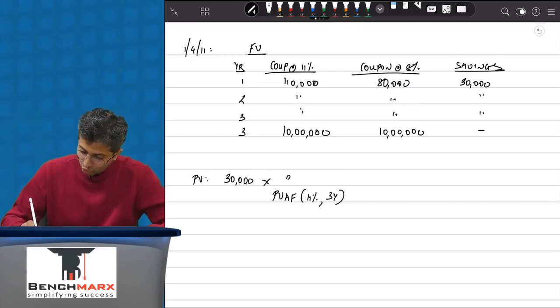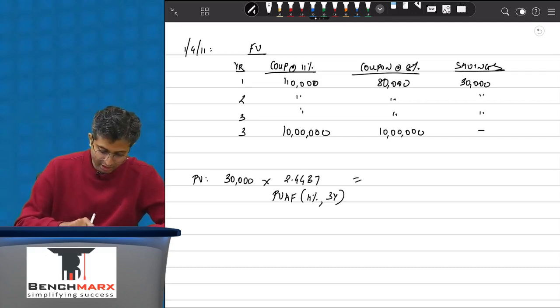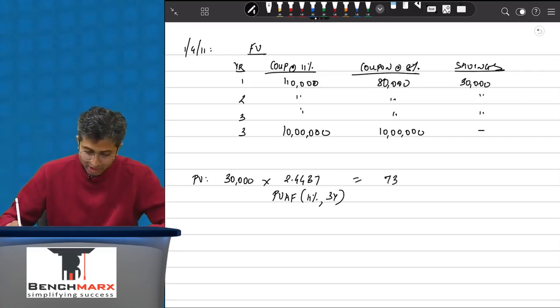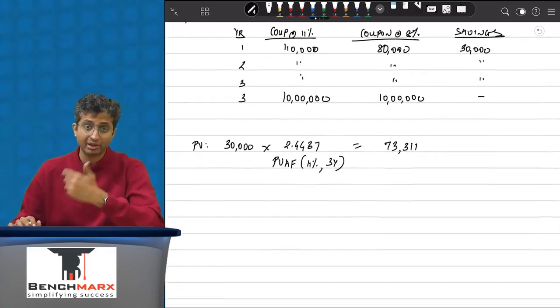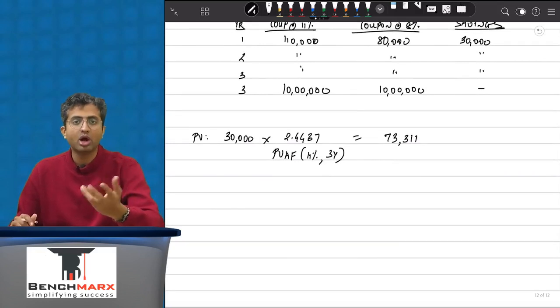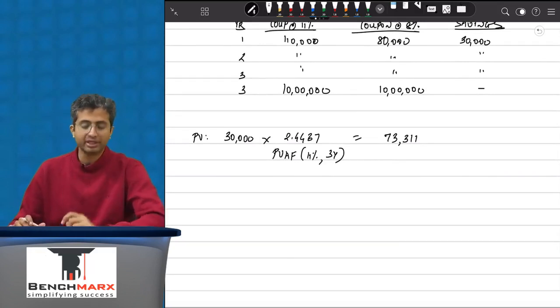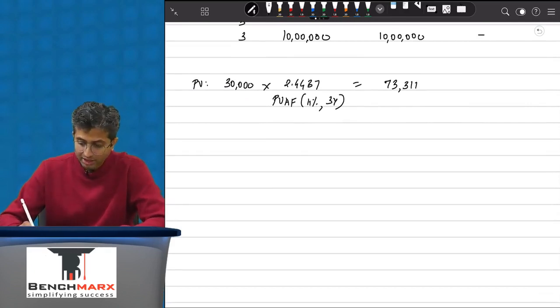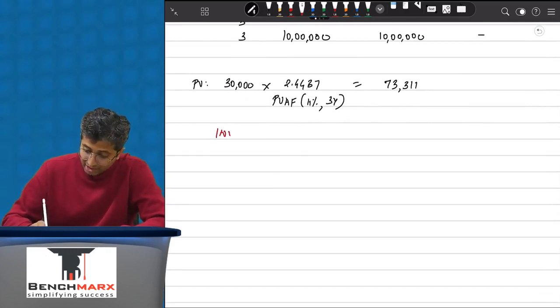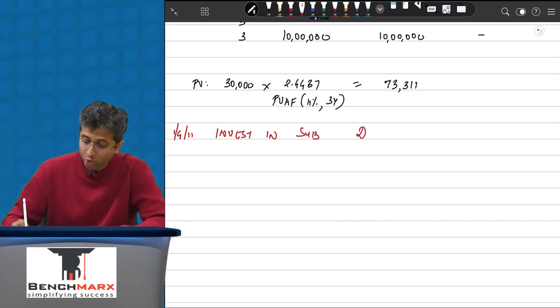So this comes to around 2.4437. So this is 30,000 into 2.4437 will come to 73,311. So ideally Sun Limited should receive a commission of 73,311 because that is the value of the guarantee that it has written. However, because it is given to a subsidiary, nothing is charged, and hence at 1st April 11, the entry will be investment in subsidiary. This is an off-market transaction because of the holding subsidiary relationship.